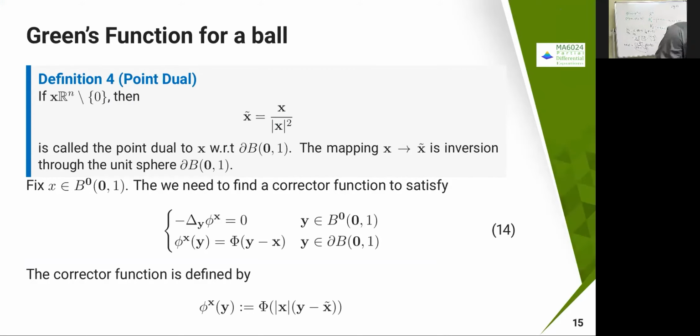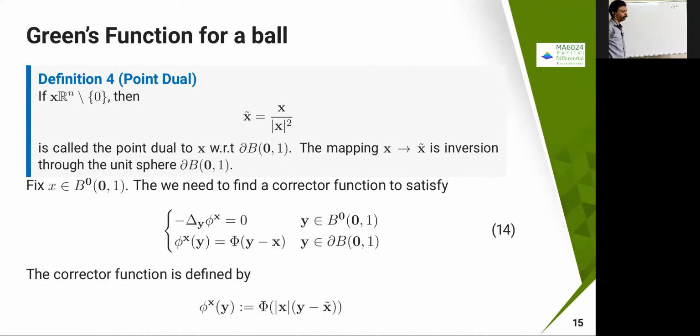Now for the unit ball, we have to do a similar kind of derivation. For this one, we are going to define the dual point. Again, the same kind of characteristic function will change, and then automatically the g of x, y is going to change. If g of x, y is changing, then that is going to give you the solution.